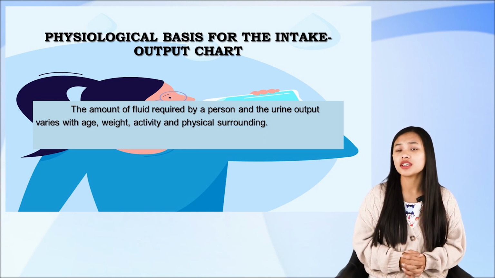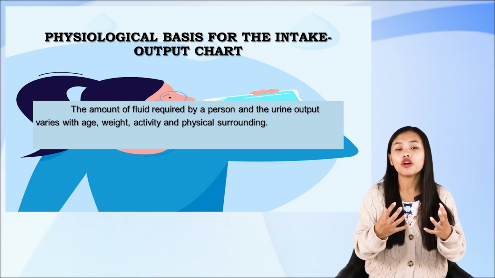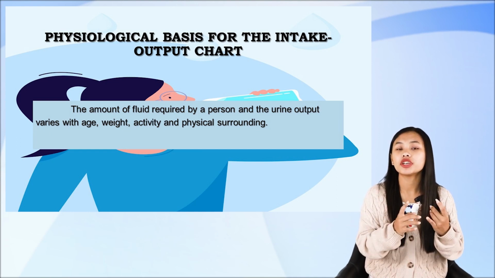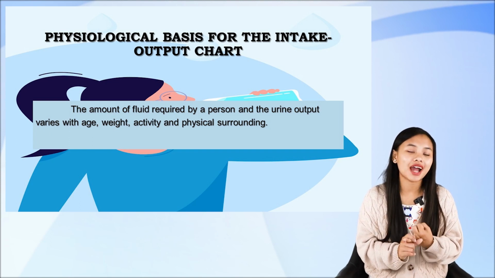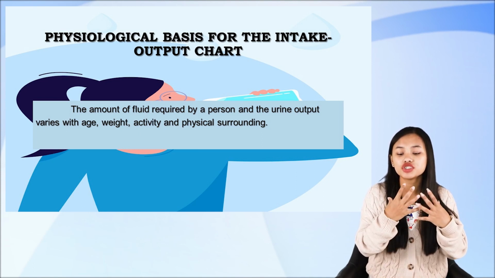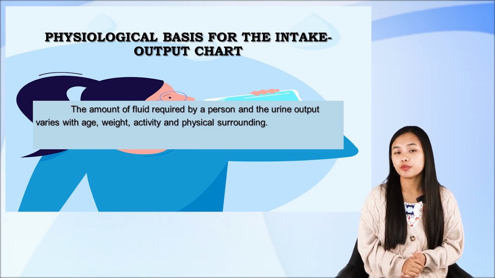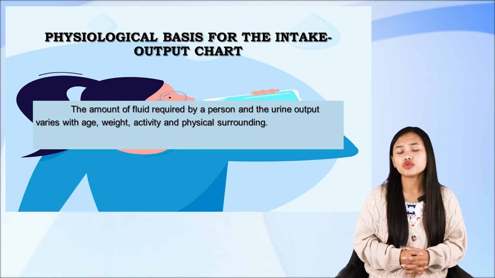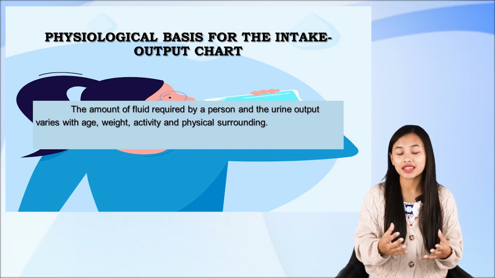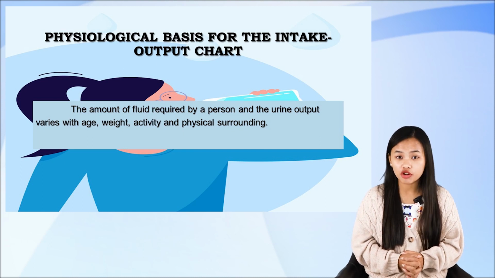So it is not necessary that each and every individual must consume the same amount of fluid as well as excrete the same amount, but depending on the age, the activity, as well as the physical surroundings, the amount of fluid which one needs to consume as well as the urine output may be different. Here it is also important to know that each and every individual must consume as much fluid as he can. That is why it is always advised that one must drink water as much as possible, right?